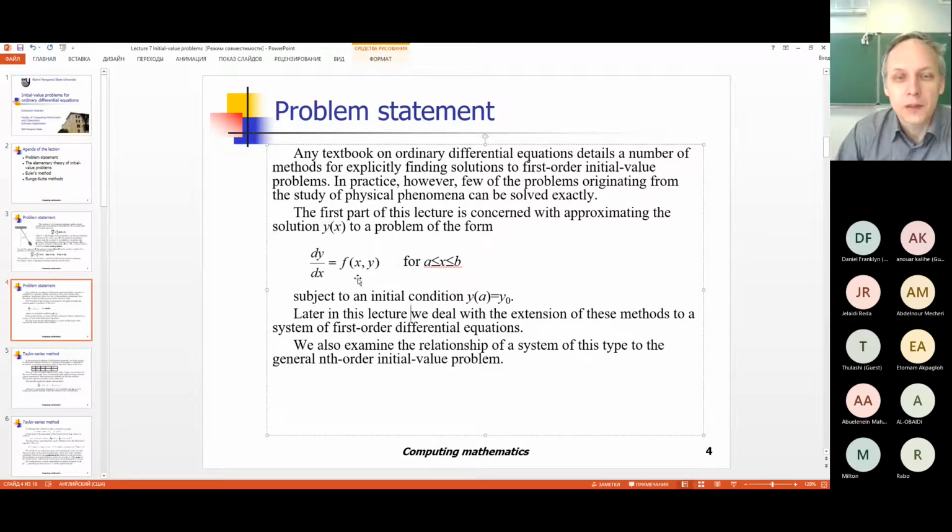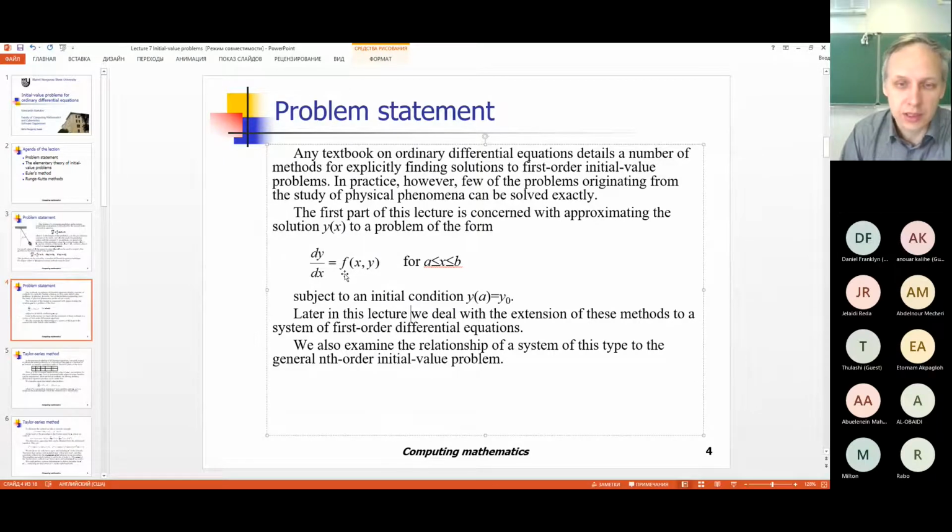Y is a known function that depends on x. F is a known function that depends on x and y. So x is a variable, y is a function. But f is the right-hand side of this equation, and f depends on both x and y.